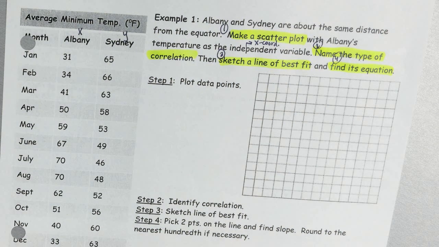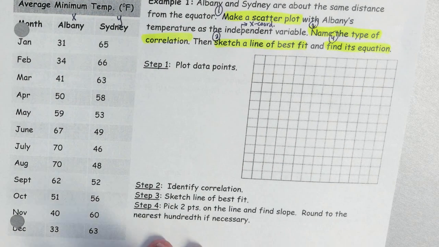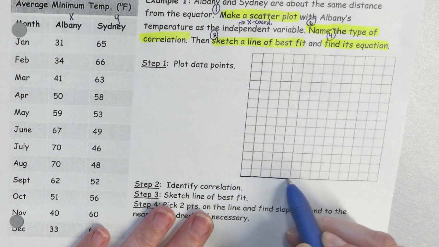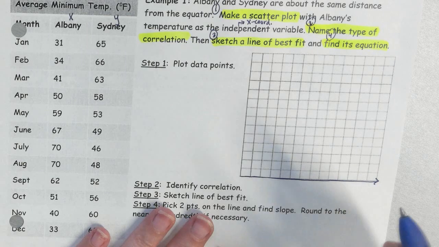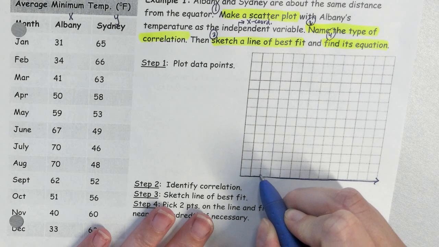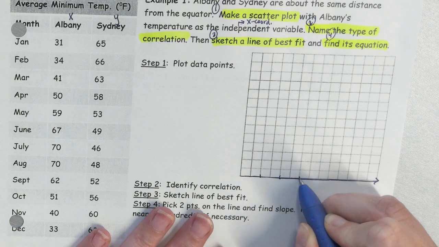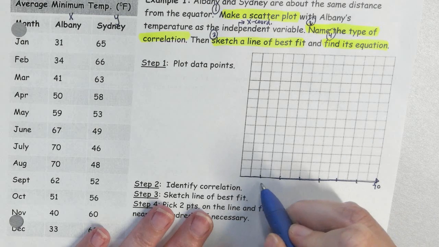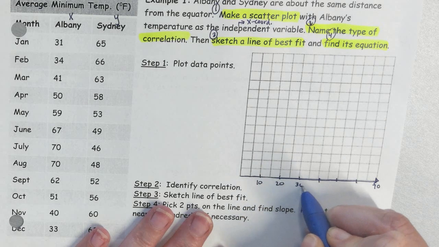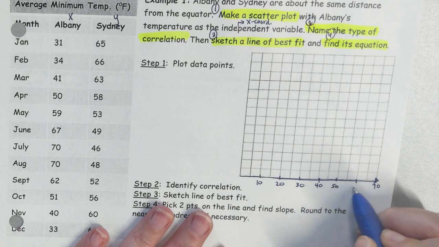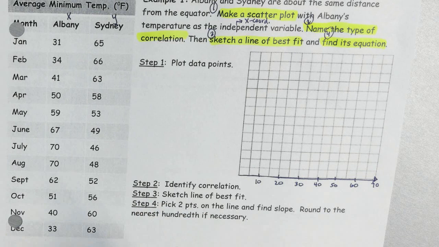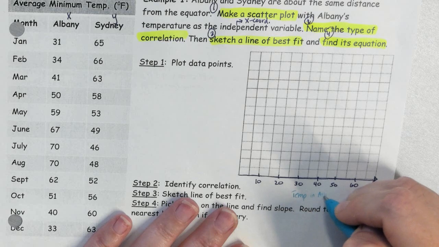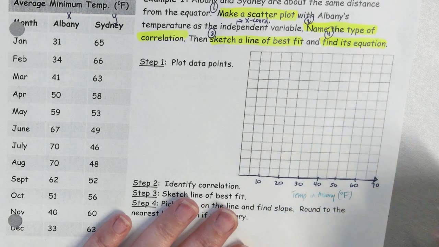So when I'm making my scatter plot, the first thing I want to do is look at my values. So my lowest one looks to be about 31. What's my highest value? 70. Okay, so I gave you a chart, so I would see if I could fit this on here. Maybe I could go by 5, so 10, 20, 30, 40, 50, 60, 70. Yep, that just fits. Okay, and then I'm going by 5, so I'm just going to label every other one. And then I'm going to label my axis, so this is the temp in Albany in degrees Fahrenheit.